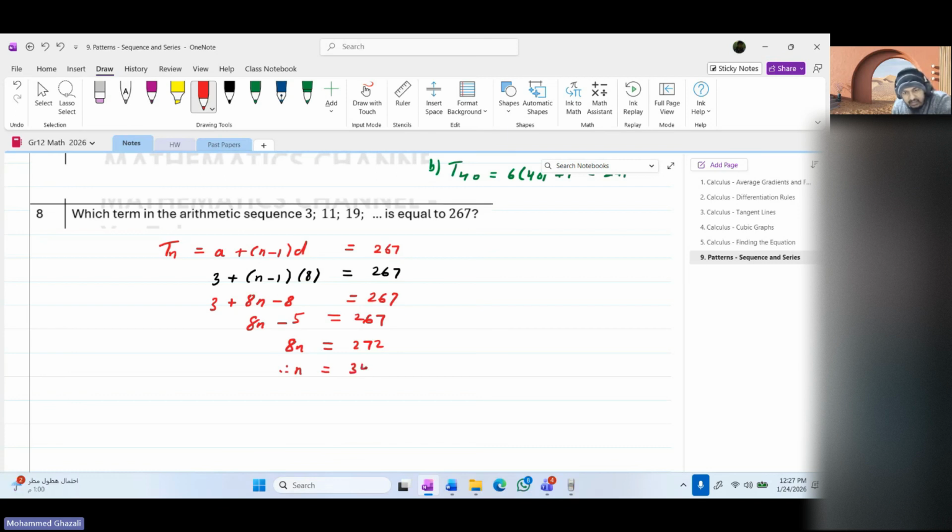I worked it out. I've got 34. Right. I've used a calculator. Right, so this implies term 34 is equal to 267. Let's check. Remember, we got a Tn formula, which is here, right? This is my Tn formula. Let's substitute 34 here. So 8 times 34, 8 times 34 minus 5, 267. I'm getting it, right? So that's my answer.